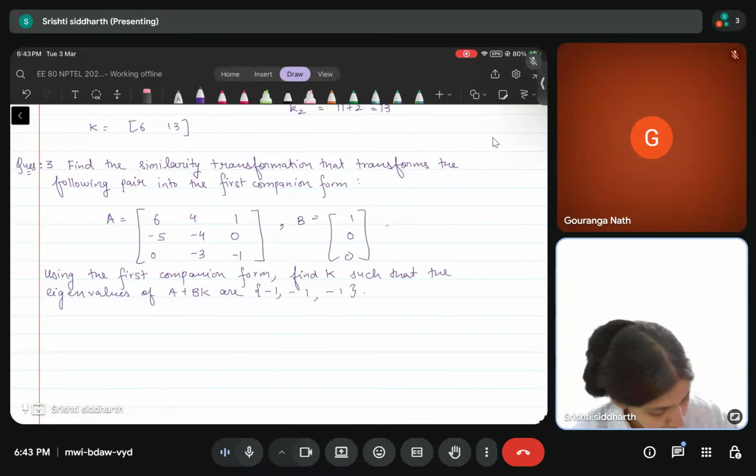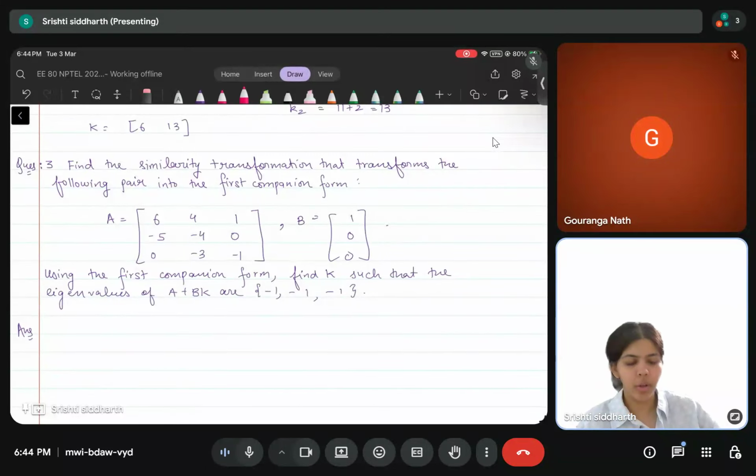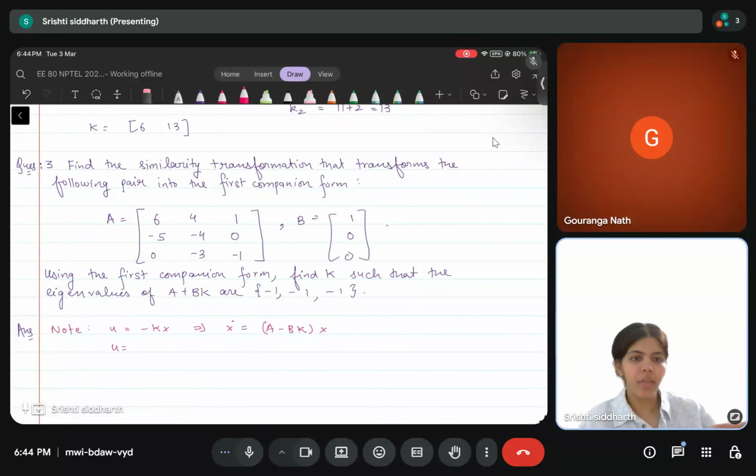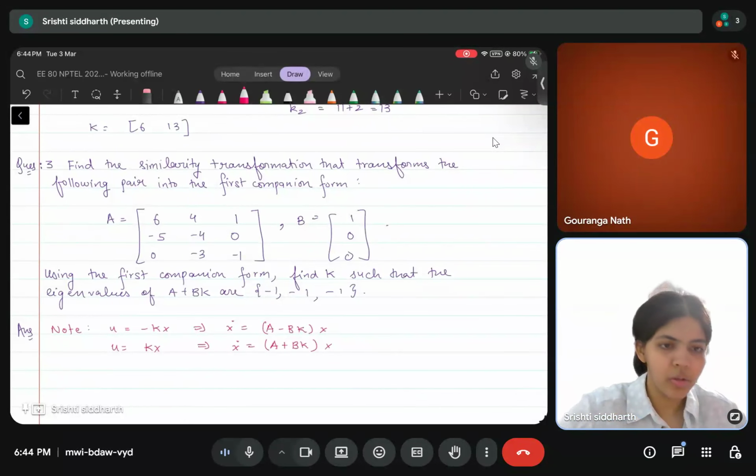So note that we can either consider A minus BK or A plus BK depending on u, right? So if u is minus Kx, this means that the closed loop system is x dot equals (A minus BK)x. If we say that the control is Kx, then it's x dot equals (A plus BK)x. You can choose either of these two formulations.